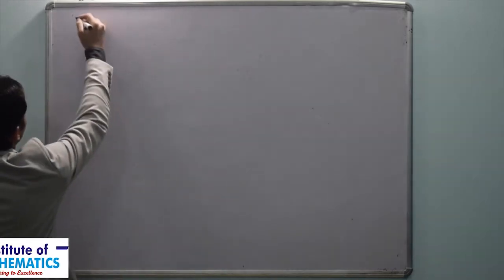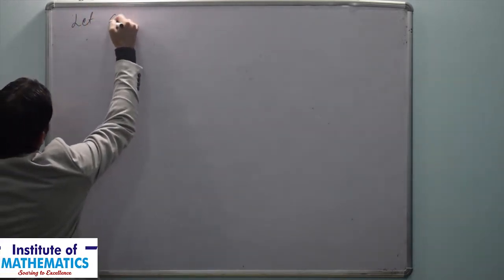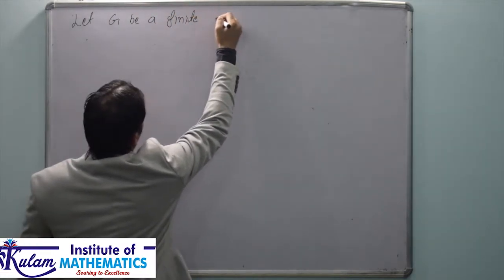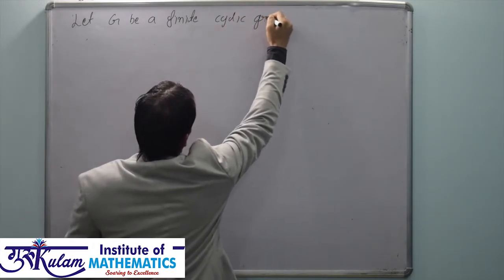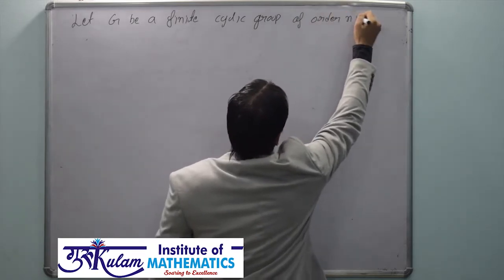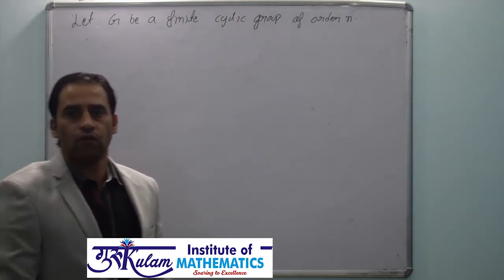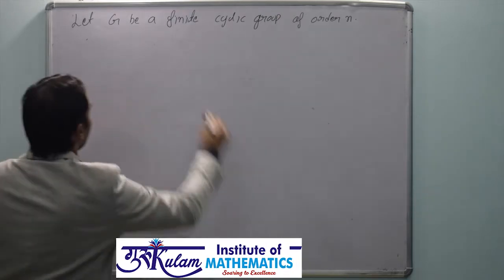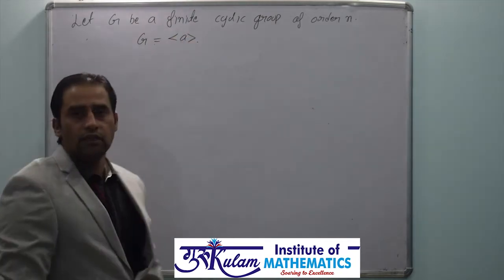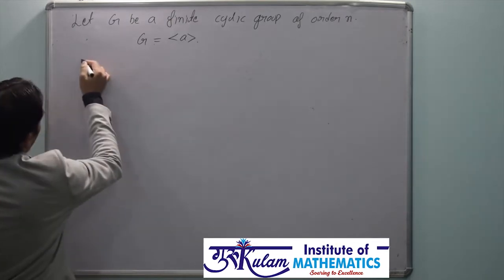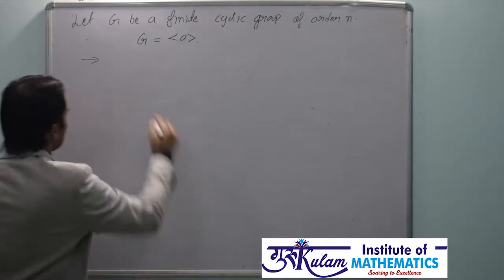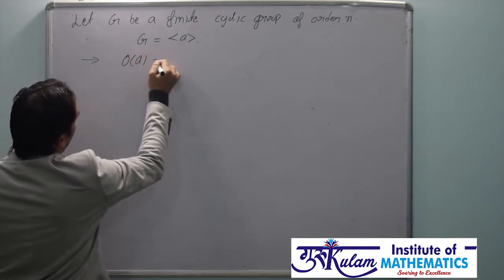So assuming that G be a finite cyclic group of order n, and assuming that G is generated by a. So a is the generator of G. First we know that the order of the generator is always equal to the order of the group. So first property, the order of a must be equal to n.